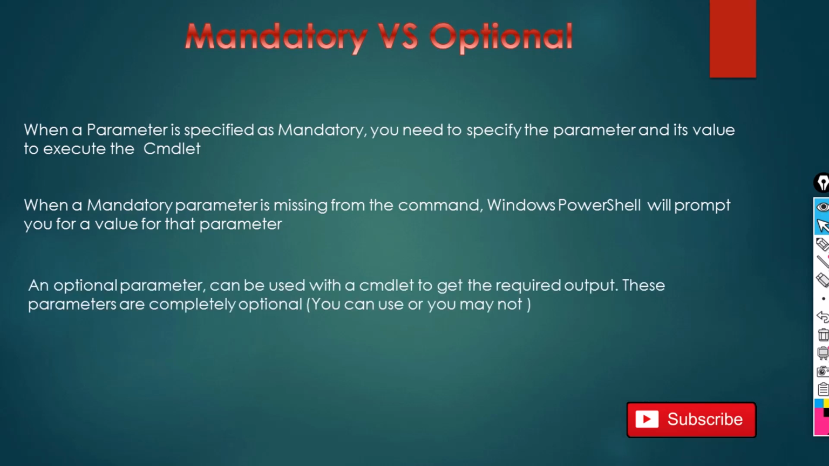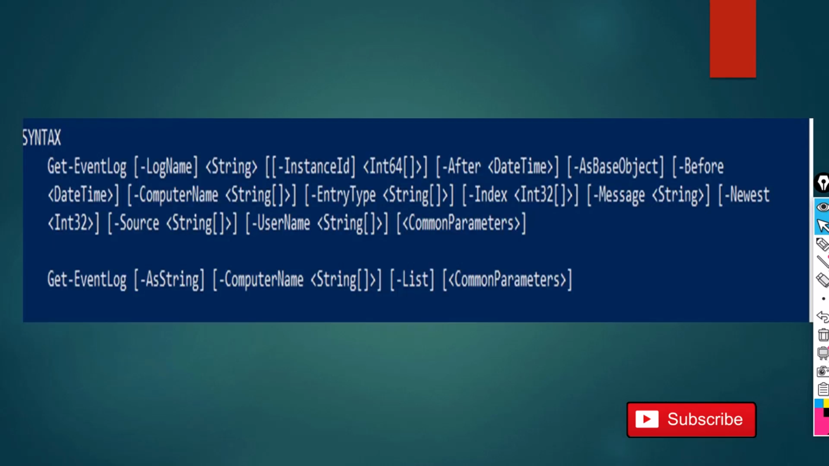At the same time, an optional parameter can be used with the commandlet to get the required output. These parameters are completely optional, which means either you can use them or you may not. It's at your own discretion. So now we understand that in a particular parameter set there will be optional and there will be mandatory parameters. Now how do we identify an optional and a mandatory parameter is a big deal. So let's see what we have in the next slide.